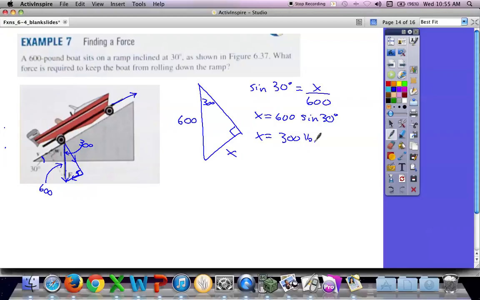So there's a force of 300 pounds which is pulling up the ramp to keep the 600 pounds from pulling it down the ramp. That's the balance. And it's using just a little bit of right triangle trigonometry that we actually did way back when.